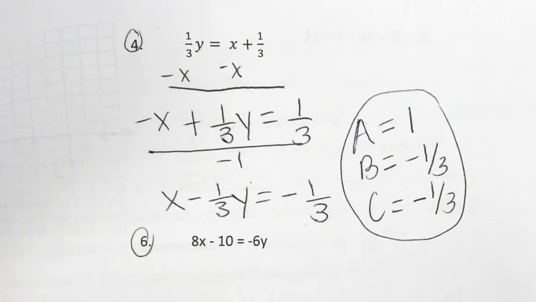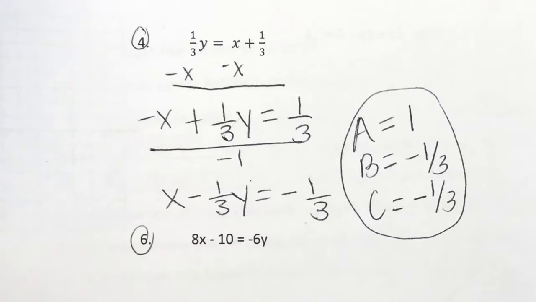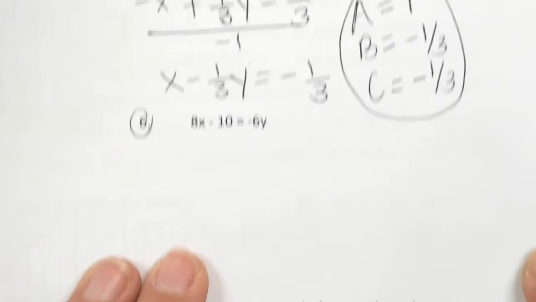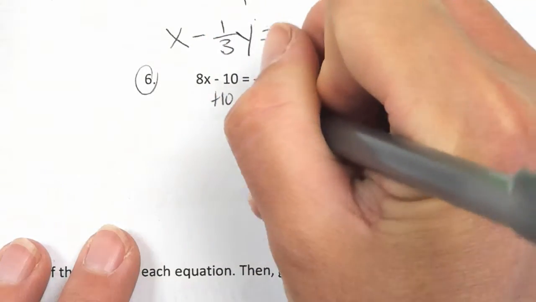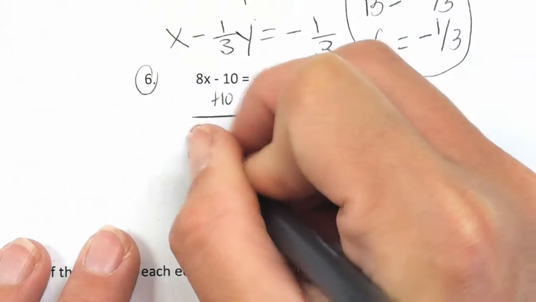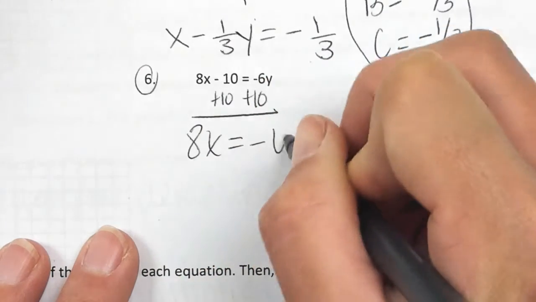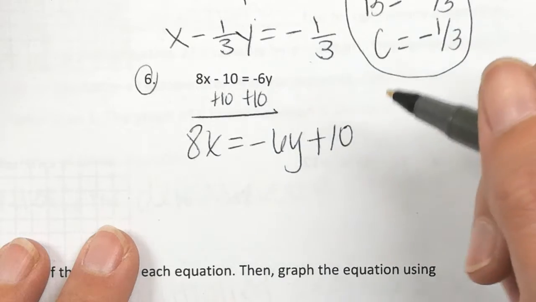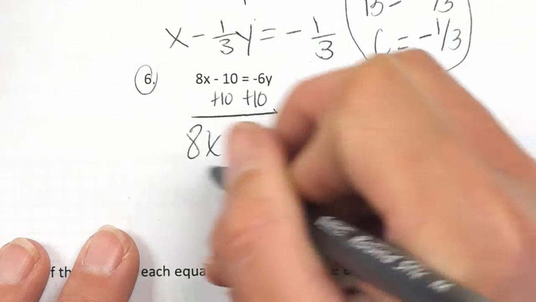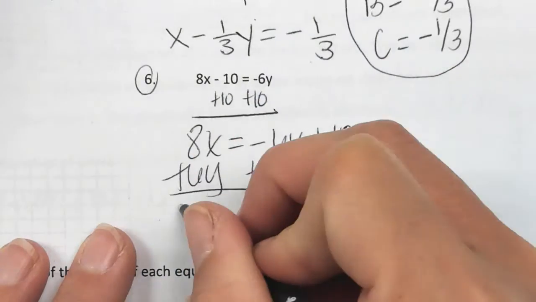All right. Any questions? All right. Number 6. What do you want to do first? Subtraction. Move 10. All right. So we would get, next. Add 6. Good. Next.